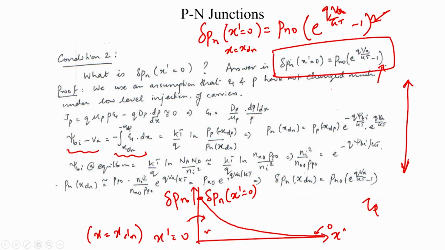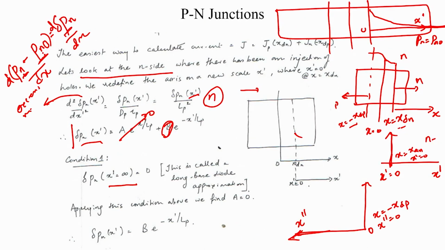Now, here I forgot to mention one key component. You will find that this Dp tau p has become Lp square. Okay, so that's quite an important definition. Dp is the diffusion coefficient of holes, tau p is the minority carrier lifetime, which means it is the average time a hole, which is a minority carrier, would last as a free carrier in an n doped semiconductor, because it is going to recombine eventually.